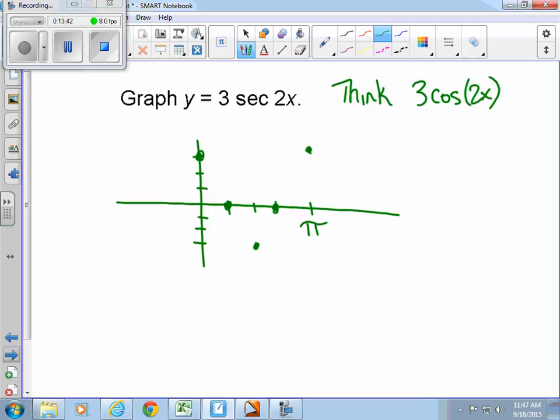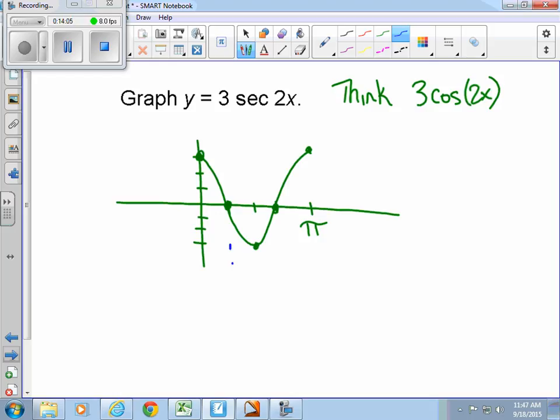You can fully draw the whole thing if you want to, or just putting the points there would probably be enough. I'm going to go ahead and draw the whole thing. Draw as many periods of cosine as you will need periods of secant. This one didn't say, but if you need 2 periods of secant, draw 2 periods of cosine.